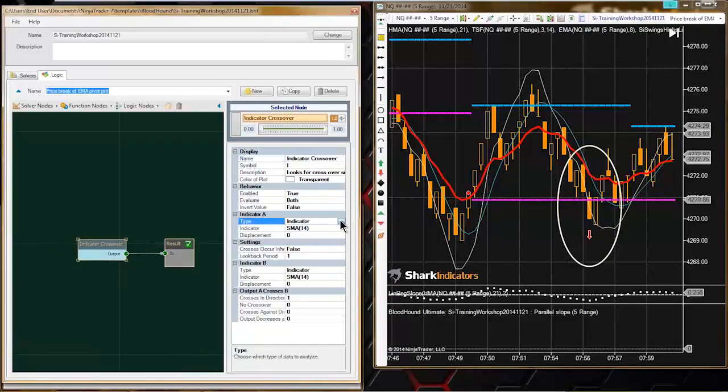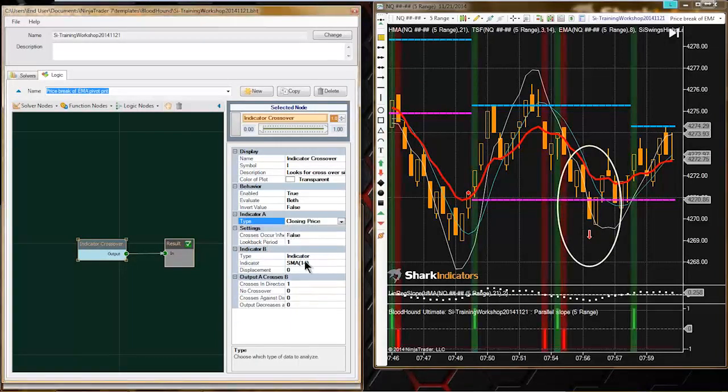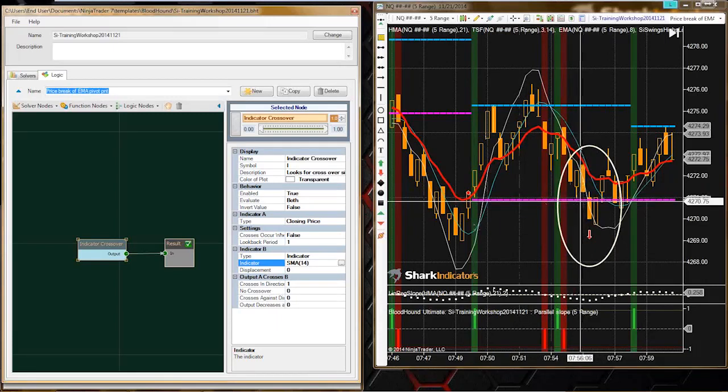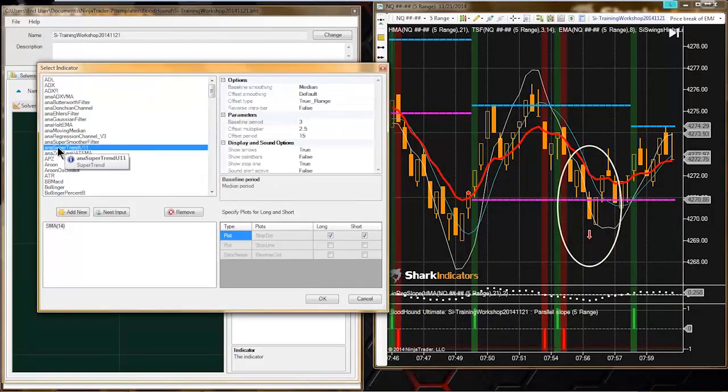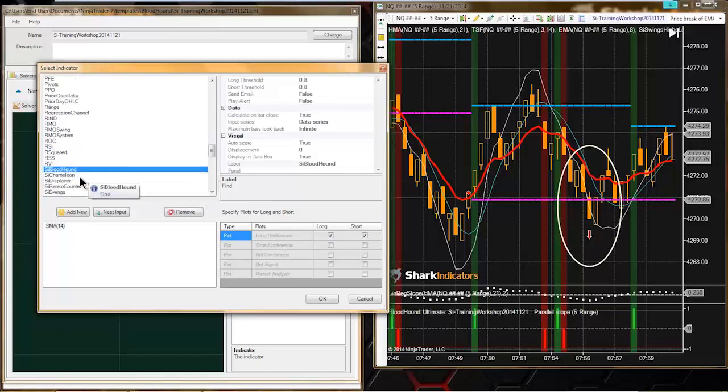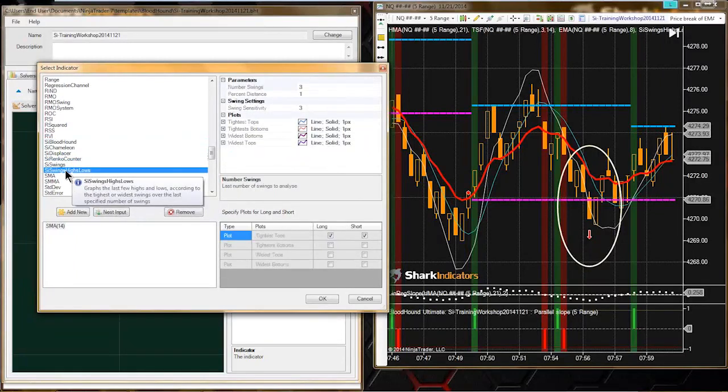Alright, so we're looking for the closing price. I'm going to take a shortcut here and just change the type to closing price. We're looking for the closing price to cross over our swing highs lows widest plot lines. So here comes the key, just setting that indicator up here. Alright, let's go find the swing highs lows.